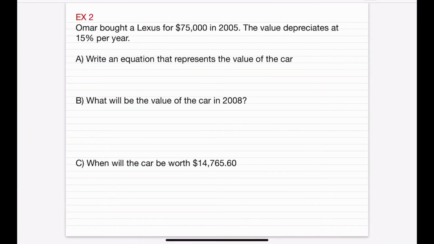So let's talk about example 2. Omar bought a Lexus for 75,000 in the year 2005. The value depreciates 15% per year. So the keyword here is depreciates. Depreciates means to go down. That should tell you that you have an exponential decay problem. And it depreciates at 15% per year. So part A, write an equation that represents the value of the car. So y equals a times b to the power of x.